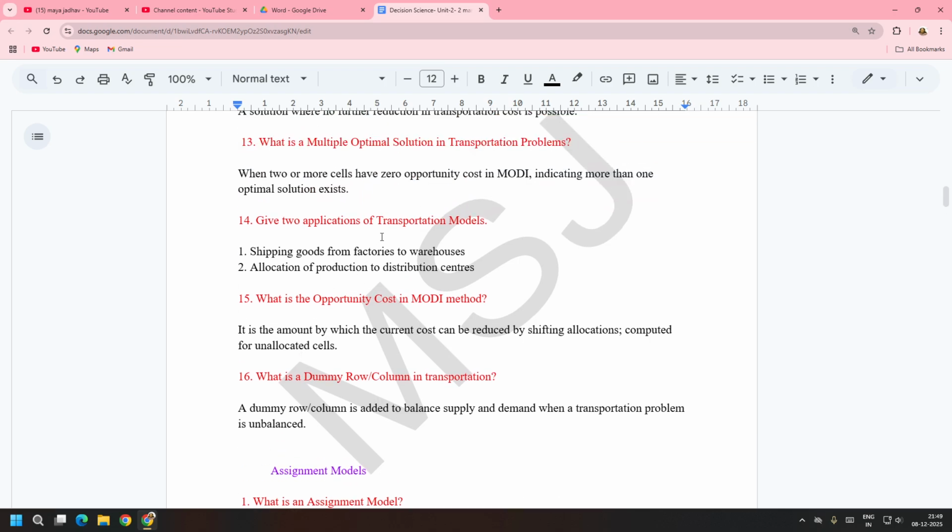Give two applications of transportation models. Shipping goods from factories to warehouses. Another is allocation of production to distribution centers. What is opportunity cost in MODI method? It is the amount by which the current cost can be reduced by shifting allocations, computed for unallocated cells.